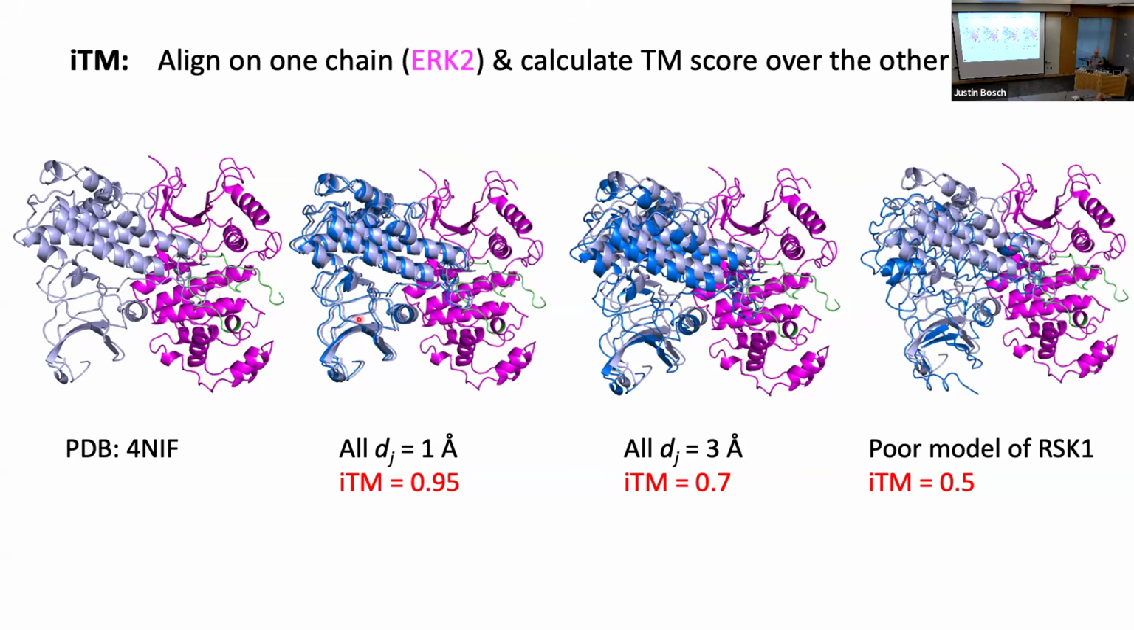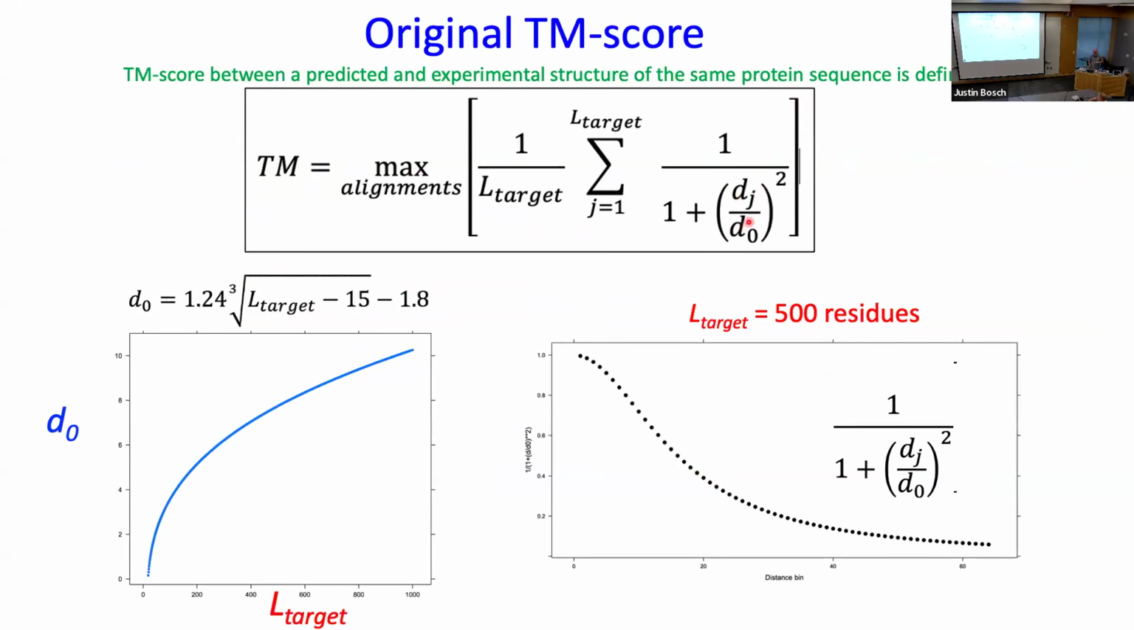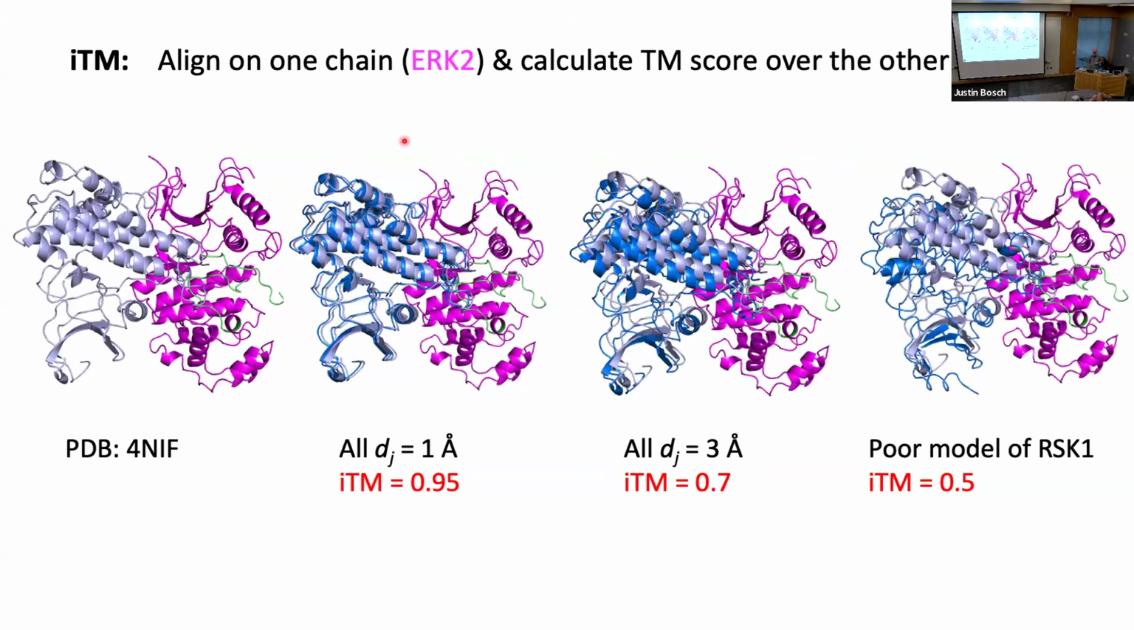So here's the crystal structure. If I shift the other protein, RISC1, I shift all the atoms by 1 angstrom, just manually in PyMOL, just move it. I can evaluate this whole formula, this 1 over 1 plus DJ, again, 1 angstrom, D0, whatever that should be. Take the average, do it multiple times.